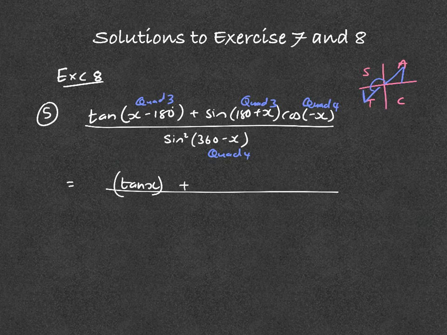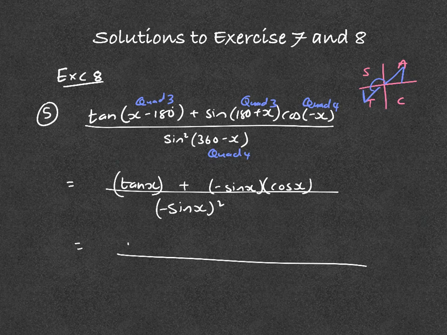Tan x times sine of 180 plus x. 180 plus x is in quadrant 3, so that is a negative sine x. And cos of minus x is positive there, so that's positive cos x. Then sine squared in quadrant 4, so it's minus sine x all squared, minus sine x times minus sine x. So that means we've got tan x times minus sine x times cos x, and then divide that by sine squared x. I'll be happy if you leave the answer like that just for now.